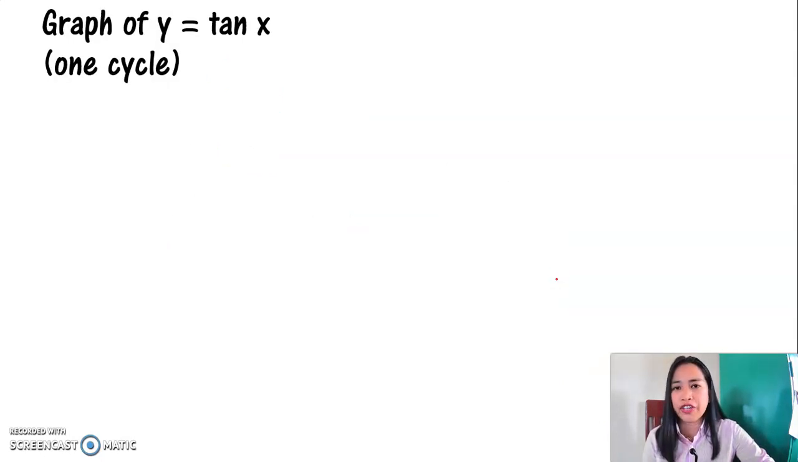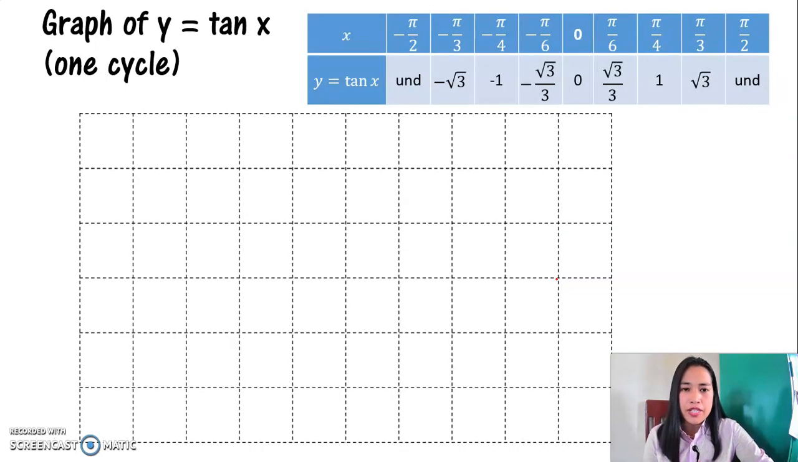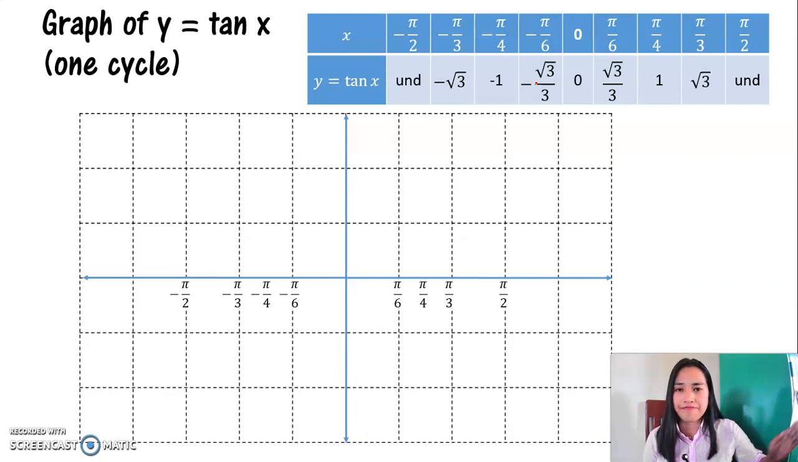So let us graph its one cycle based on our table of values. Take note that since the values of tangent x have radicals, we can convert them into decimal form so it is easier to locate them. First, construct a Cartesian plane, and of course the domain should be divided accordingly with spaces. Identify first its vertical asymptotes, which are negative pi over 2 and pi over 2. These are denoted by our red broken line.